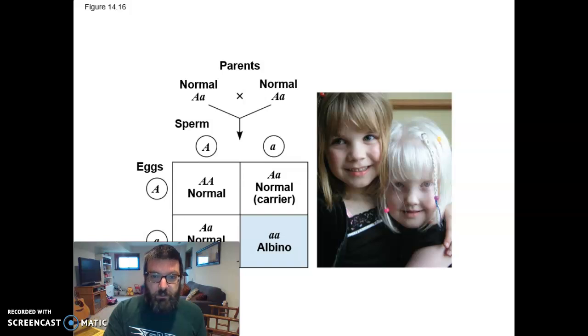Albinism is one example. So you can see a Punnett square between two parents here. Both of them do not have the condition, right? Both of them are carriers, and you can see that about 1 out of 4 of the offspring will end up having the condition.